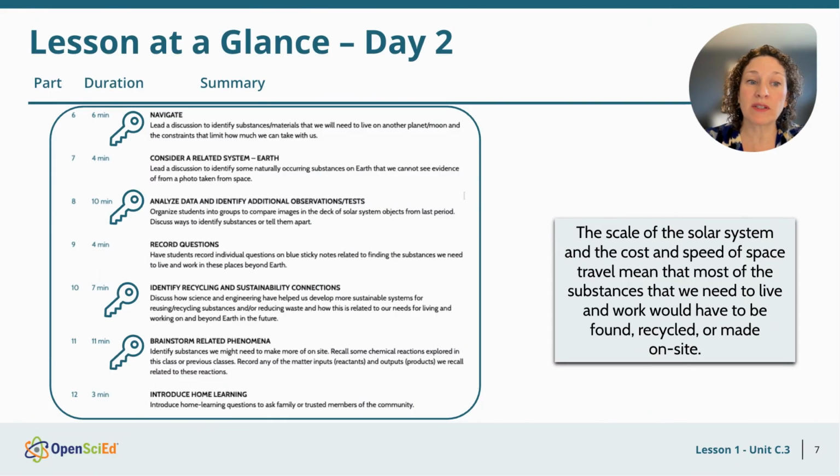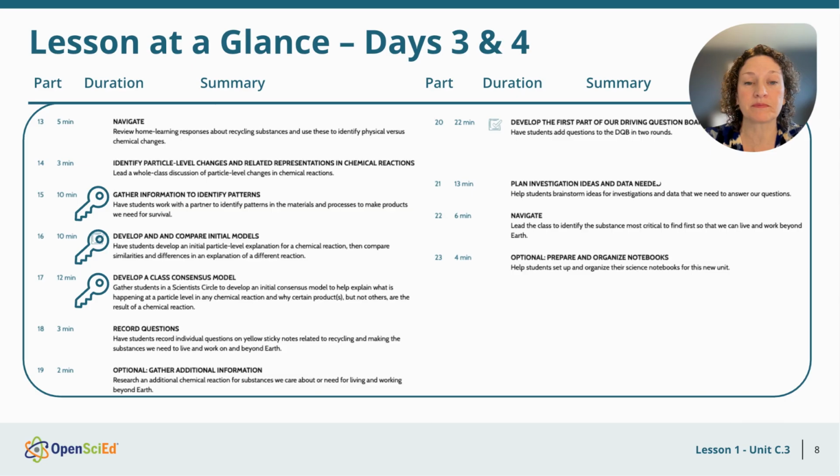We figure out that the scale of the solar system and the cost and speed of space travel mean that most of the substances we need to live and work would have to be found, recycled, or made on site. We wonder, what processes do people use to recycle substances, and how does the process change the materials they are trying to recycle?